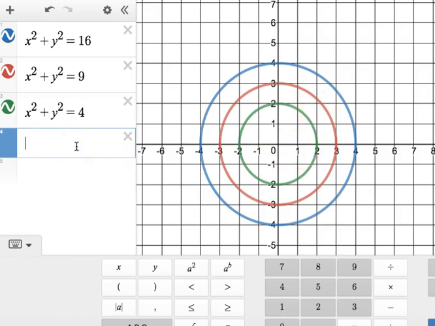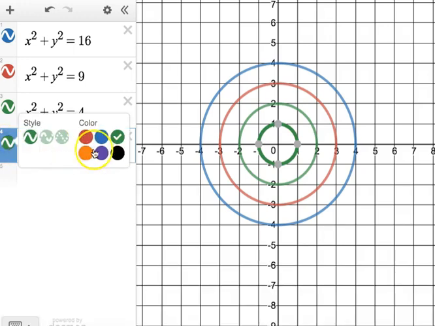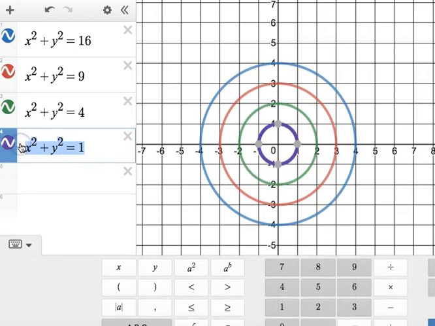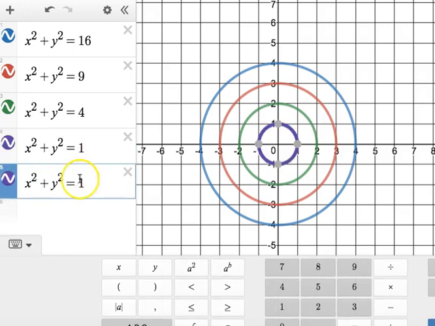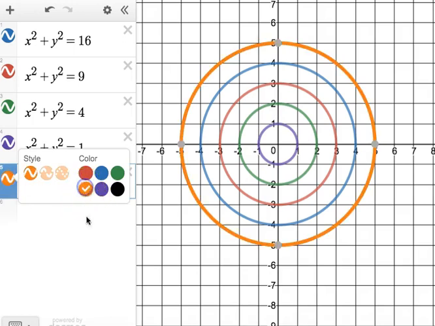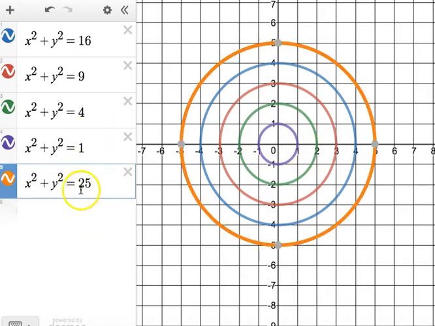Okay, so now if you just go to your sheet, you're going to draw a few more circles with different radii. So you've been asked to draw x squared plus y squared is 1. So that would have radius 1. I'll just make that a different colour. And you've also been asked to draw x squared plus y squared is 25, and I'll make that another colour as well, make that one orange. So that one's got radius 5, so the orange one, centre 0, 0, radius 5.